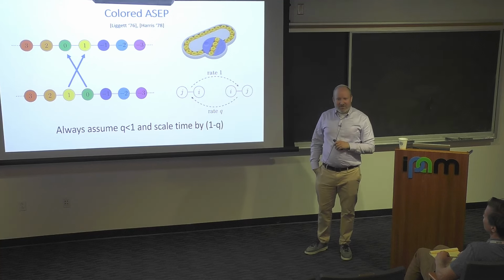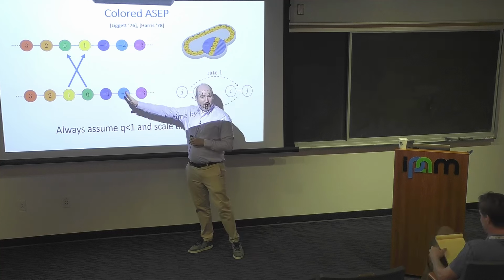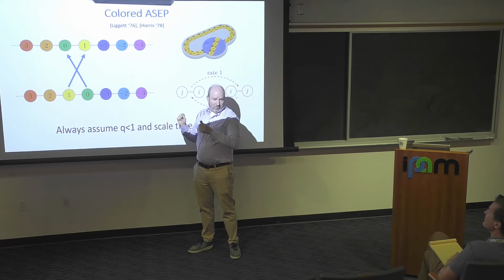So this is q to the number of inversions. So the stationary measure is related to these Mallows measures. But of course, that's in a finite domain.